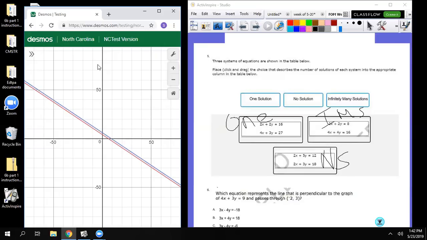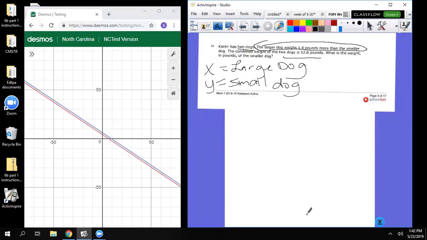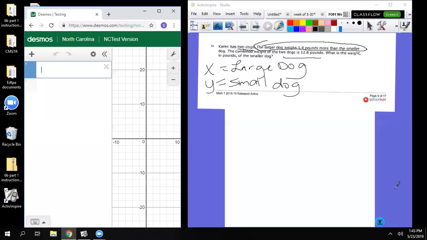Okay, let's go ahead and look at question number 10. Okay, so number 10 is a word problem, and it reads this way. Karen has 2 dogs. The larger dog weighs 1.4 pounds more than the smaller dog. The combined weight of the 2 dogs is 12.6 pounds. What is the weight in pounds of the smaller dog?